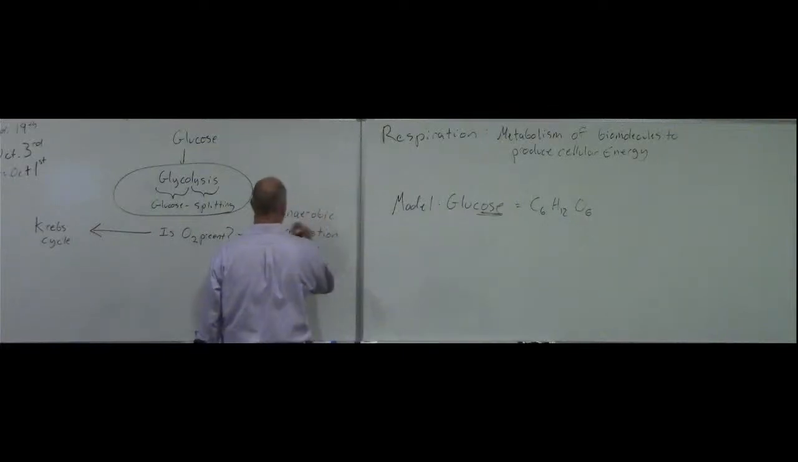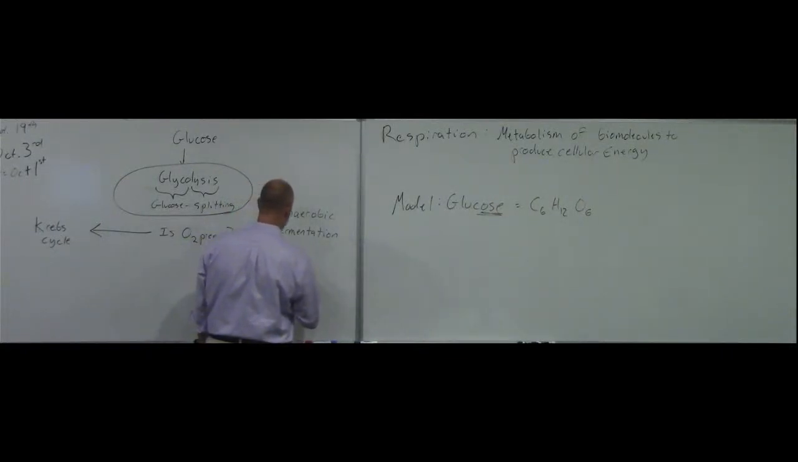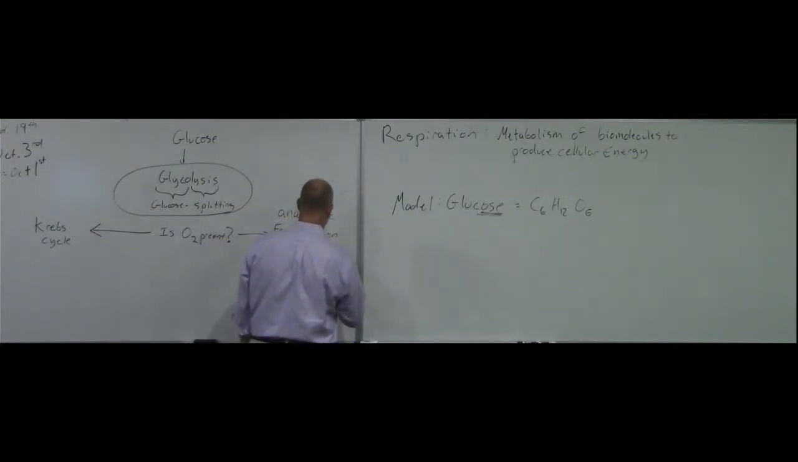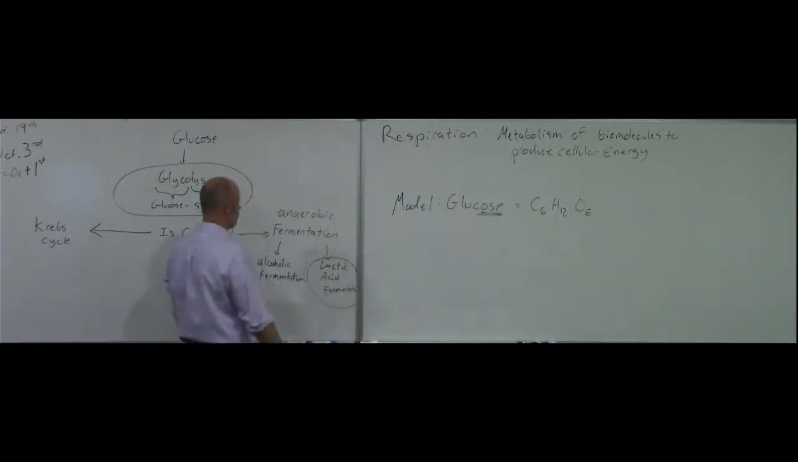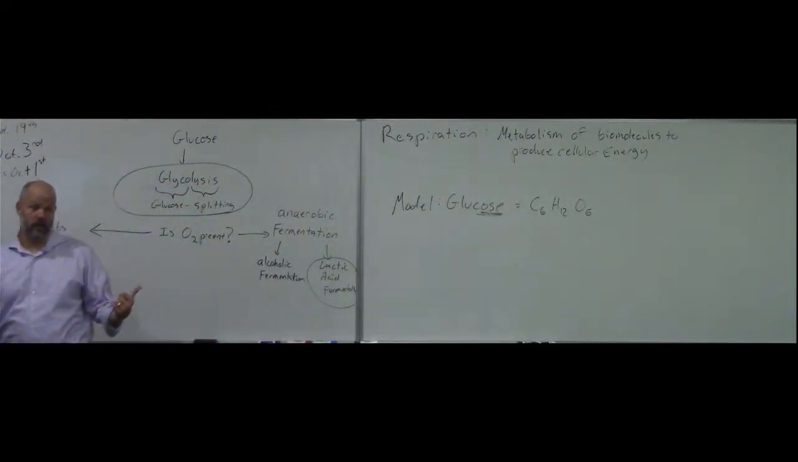Two types of anaerobic respiration. There's alcohol fermentation, and there's lactic acid fermentation. This is the one that you do. This is the one that yeast do. Quite literally where we get alcohol from. Kind that people drink.